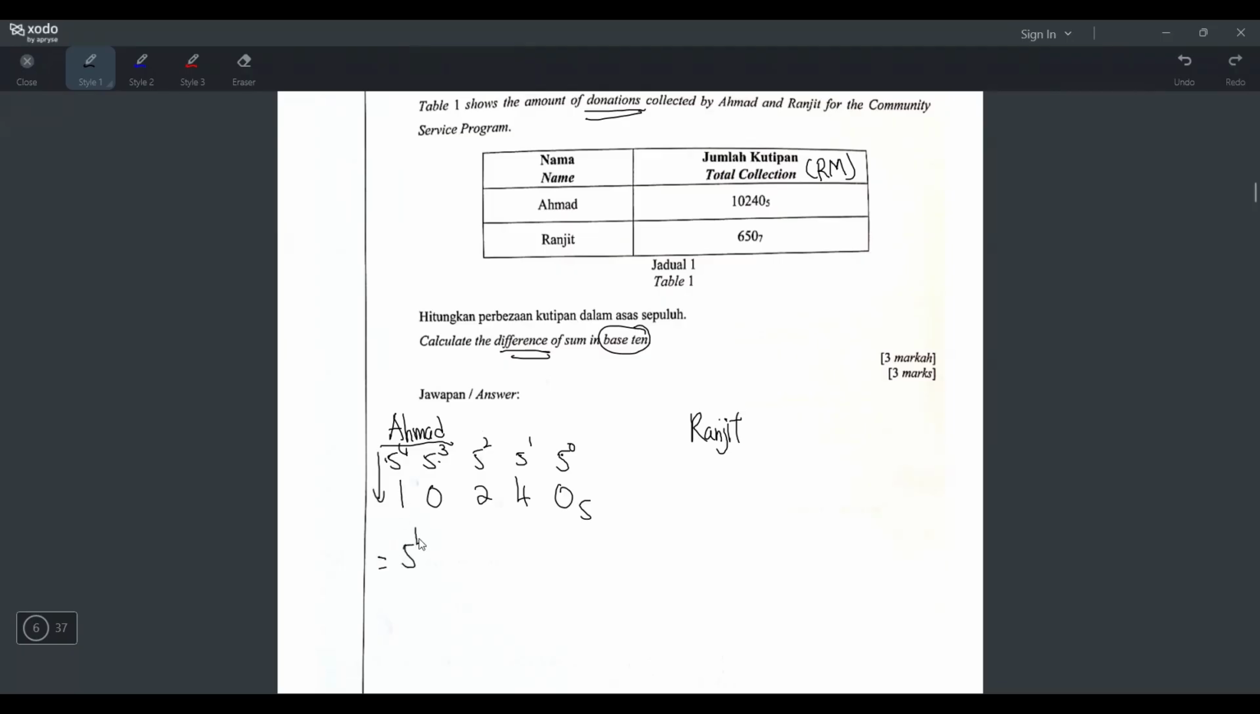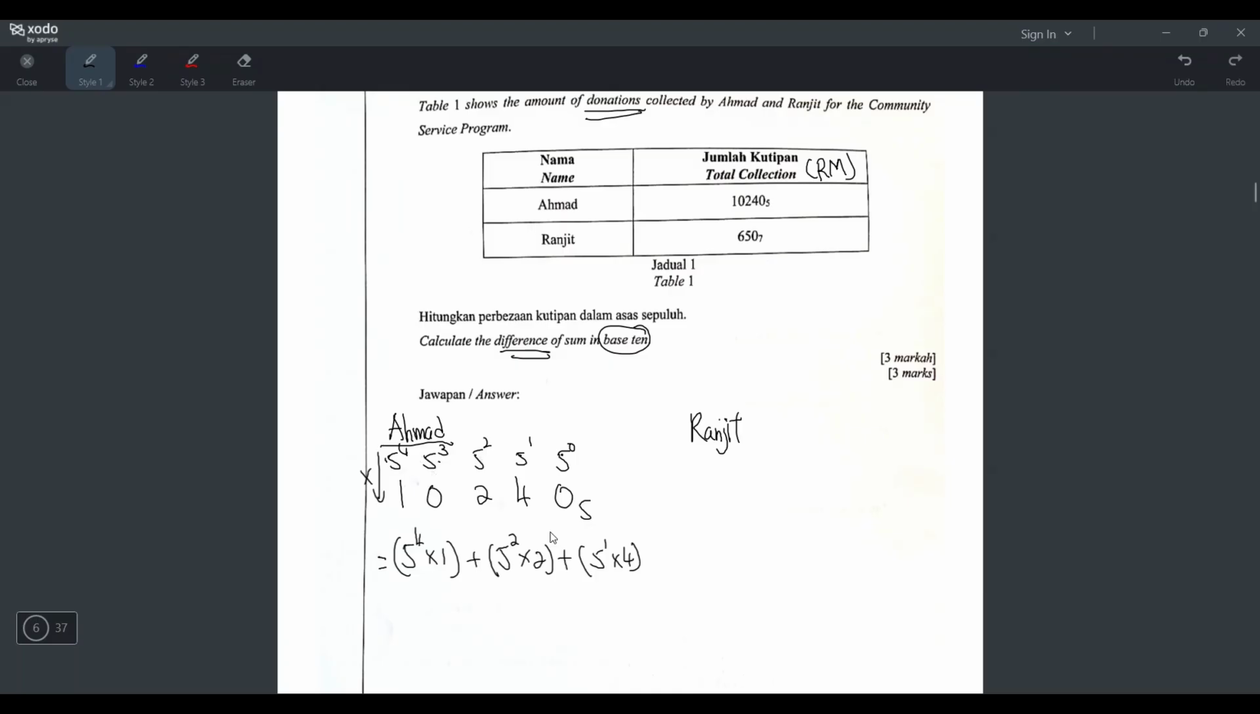So it becomes 5 power 4 times 1, and then plus with the next one, 5 power 3 times 0, which is 0. So I'm not going to write it, because it's 0, right? And then the next one is 5 power 2 times 2, plus with the next one will be 5 power 1 times 4, right? And then plus with the last one, 5 power 0 times 0.